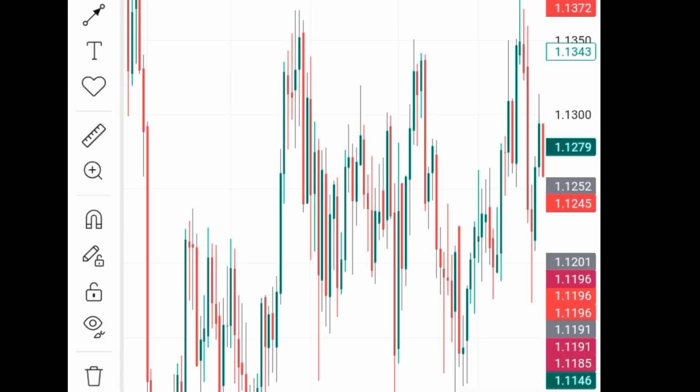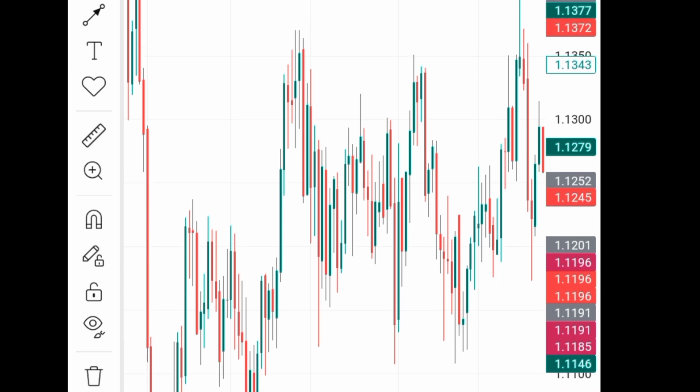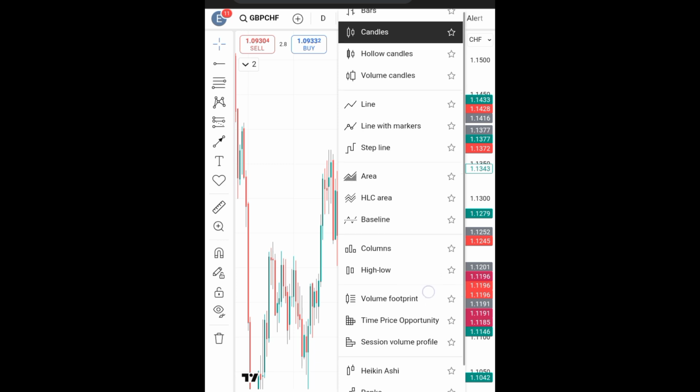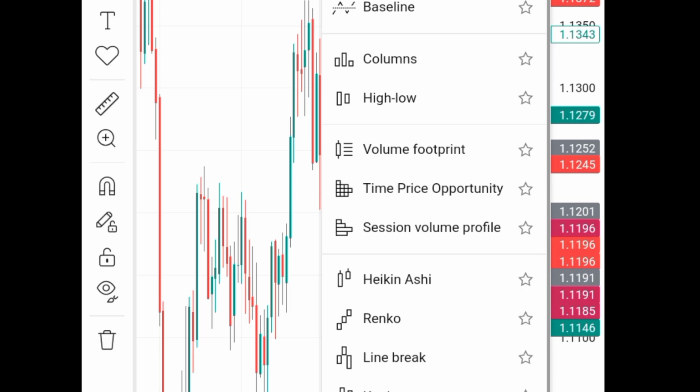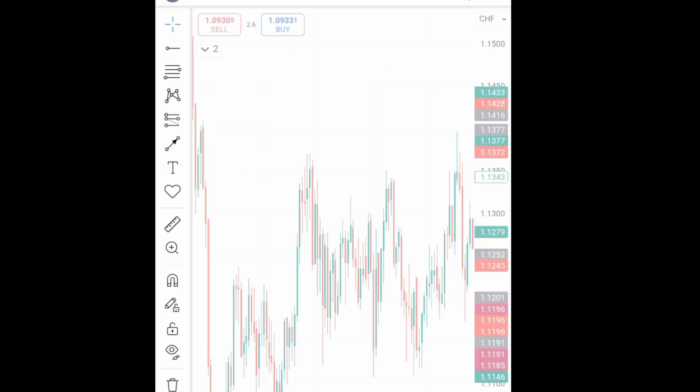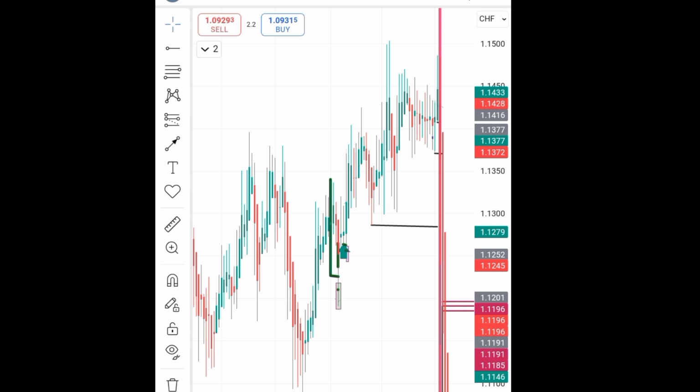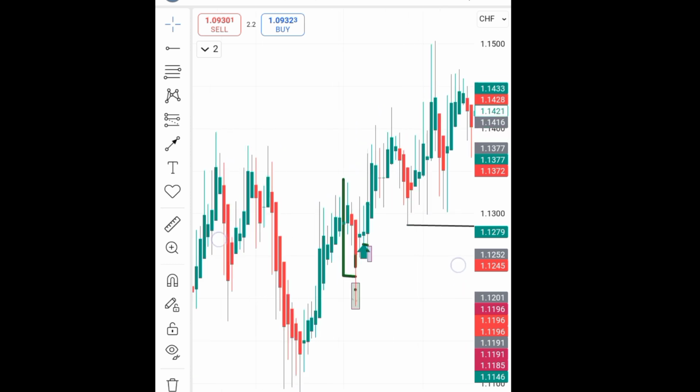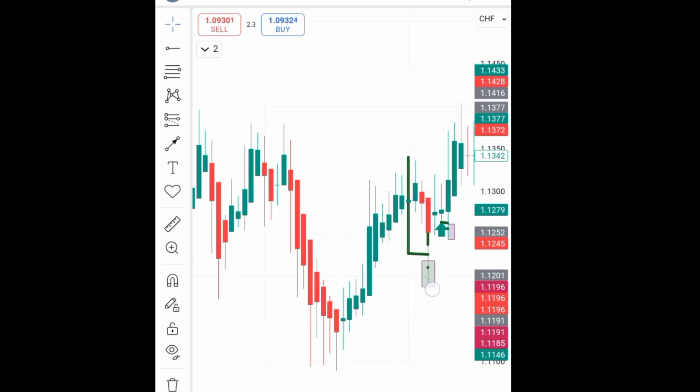Okay, right now I'm on the GBP/CHF daily chart. First, for this strategy to be very effective, you have to turn your chart from the normal candle to a Heikin Ashi candle. So you click on your candle, scroll down, you see Heikin Ashi, you click on it. Once you click on it, all the candles will turn to another candle style. This style of candle you are seeing here is what we call Heikin Ashi candles.